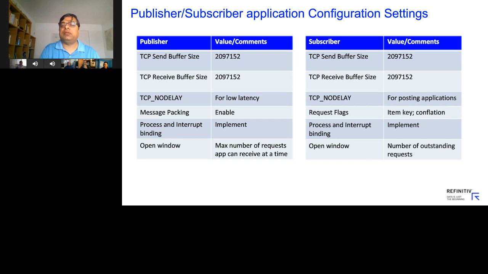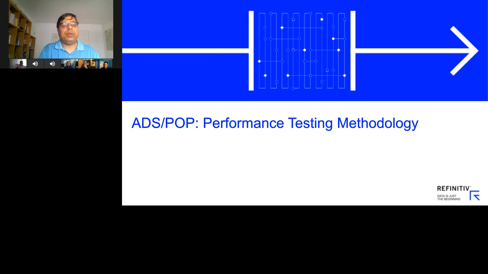And similarly, on the subscriber, we have the TCP buffer settings, TCP no delay, and then a couple of request flags if you want an item key instead of the stream ID, or if you want to see the conflation. So those are flags that you can set, and do the same interrupt binding. Open window comes into play again for the image retrieval. So those are some of the tunables in the ADS-POP. Majority of them, you can go with the defaults. Just a few things you may have to change.